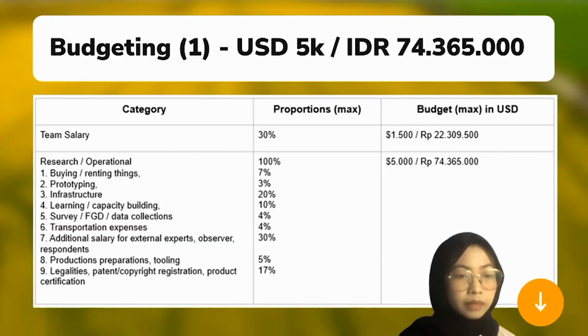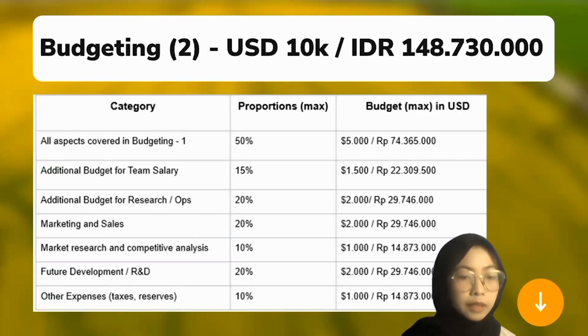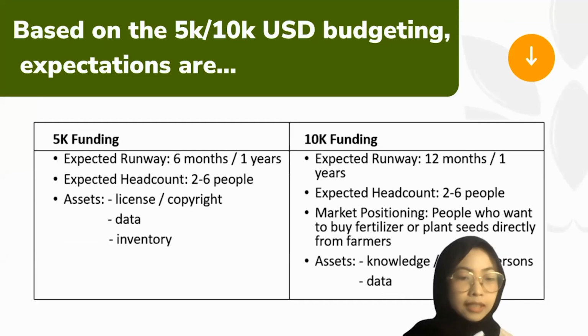Next, we estimate the budget for team salary needs at 30% and for research or operation at 100%. In future development, we estimate for research and production, here is a list of the costs. Last but not least, this is our budgeting expectation based on 5,000 and 10,000 funding for the Agrafast app.